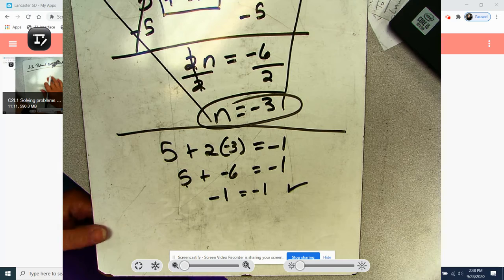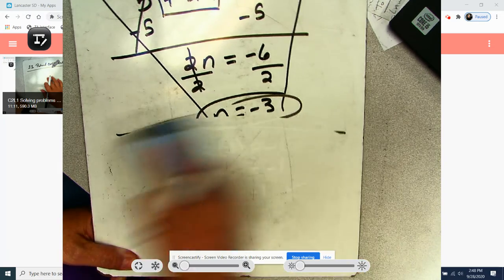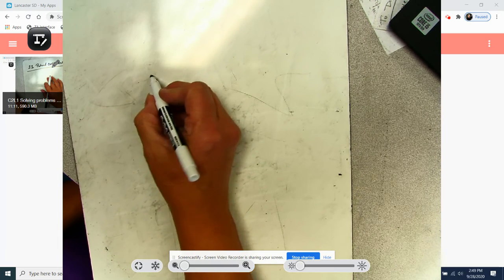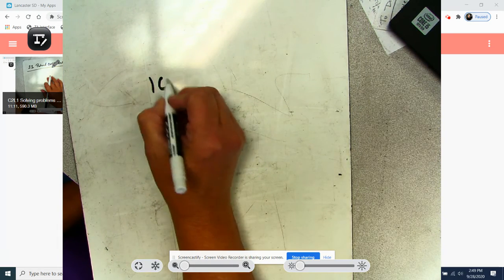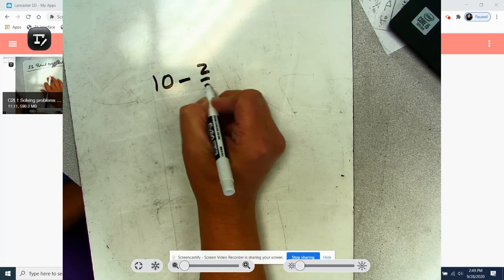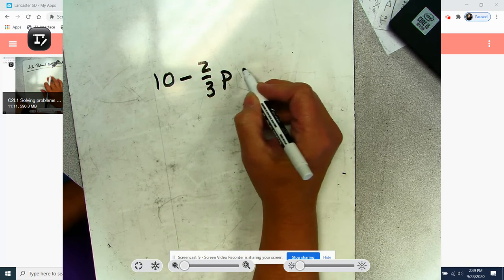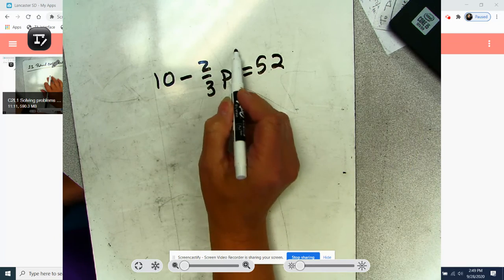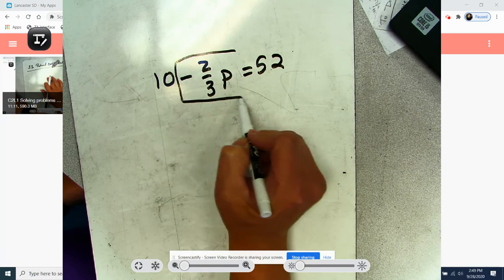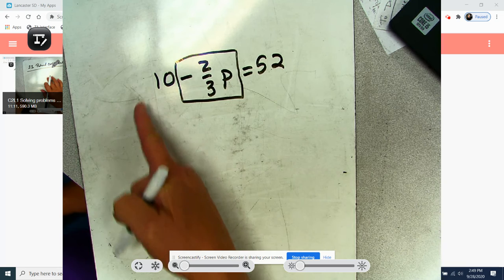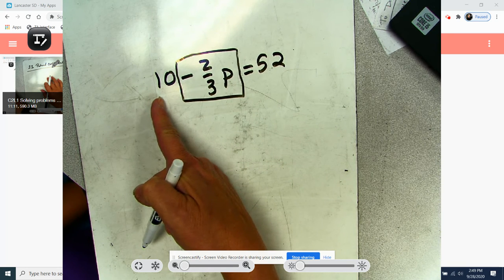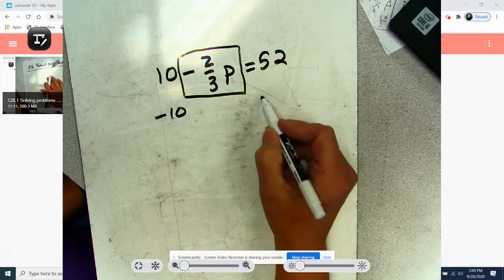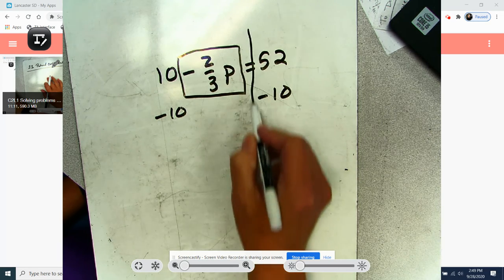All right. So what if we change this up a little bit and do something with a fraction? Say we had 10 minus 2/3 p equals 52. I'm going to put a box around my variables just so I can keep my focus on it. I'm going to look outside my box. I've got this 10. The opposite of a positive 10 is negative 10. Negative 10 on both sides of the equal sign.